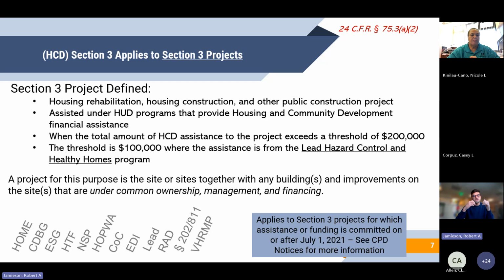So now that we've determined that this grant is Section 3 applicable, we have to then determine whether or not it is a Section 3 project. So what is the specific thing we're working on? This is typically defined as one of a number of things: a housing rehabilitation, housing construction, or generally any other public construction projects. Again, looking back to that intent of Section 3, which is, is it generating employment?